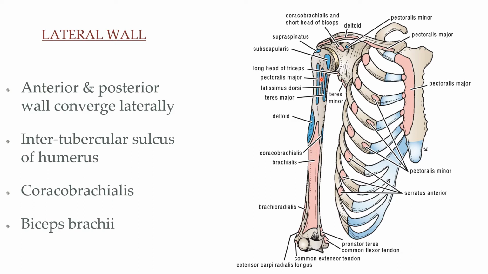Floor of this intertubercular sulcus has got tendon of latissimus dorsi being attached, and medial wall has got teres major muscle attached. The content of intertubercular sulcus is the long head of biceps brachii. So to summarize, the structures forming the lateral wall are intertubercular sulcus having the insertion of three muscles, pectoralis major, latissimus dorsi and teres major, biceps brachii and coracobrachialis.